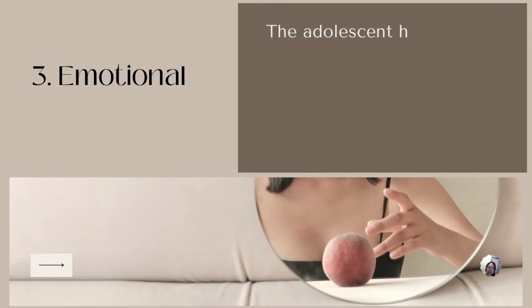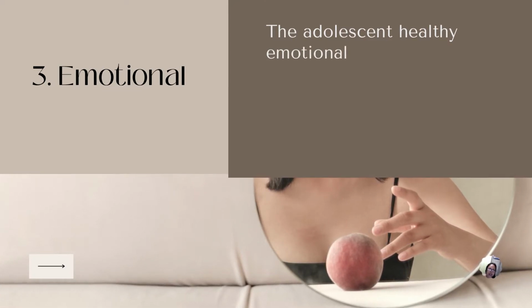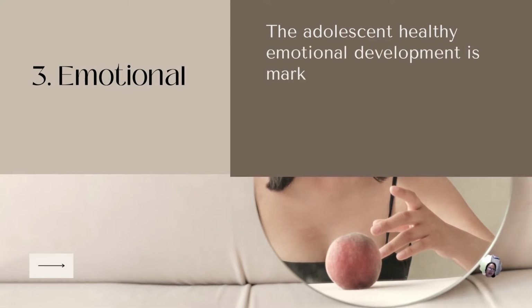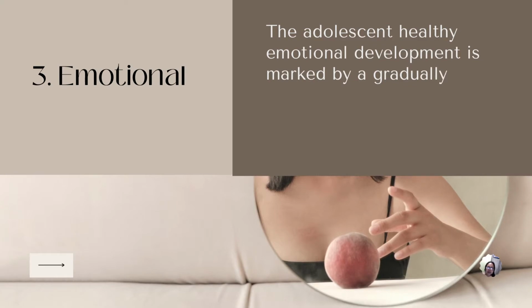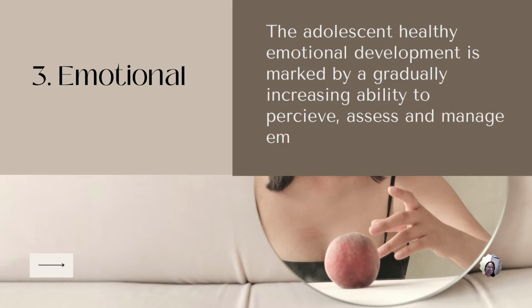The third area of dimension is emotional. The adolescent healthy emotional development is marked by a gradually increasing ability to perceive, assess, and manage emotions. This is a biological process driven by physical and cognitive changes and heavily influenced by context and environment. You generally become more aware of your own feelings and the feelings of others. But this perception may still be weak.